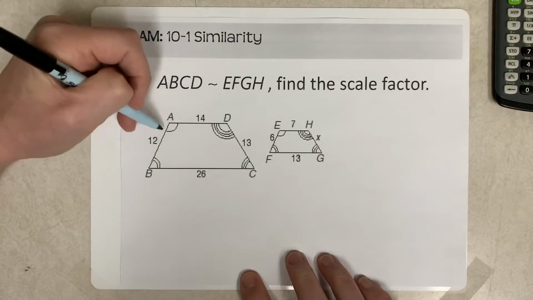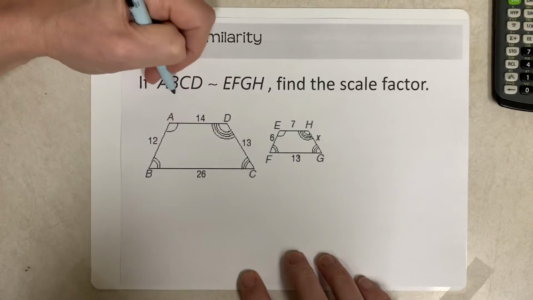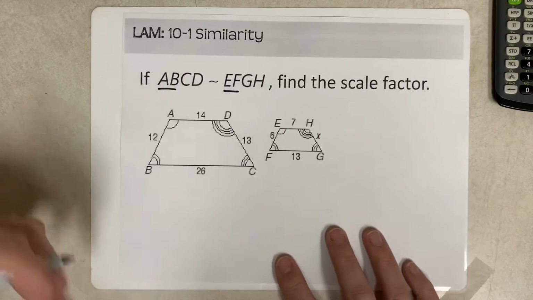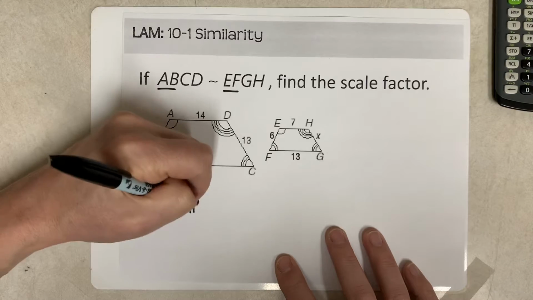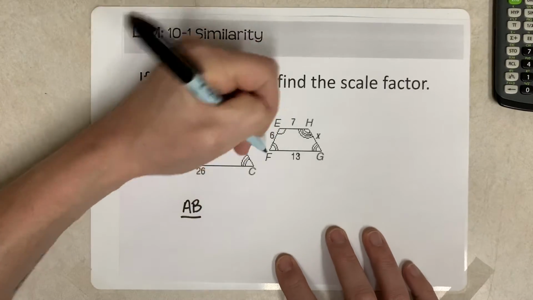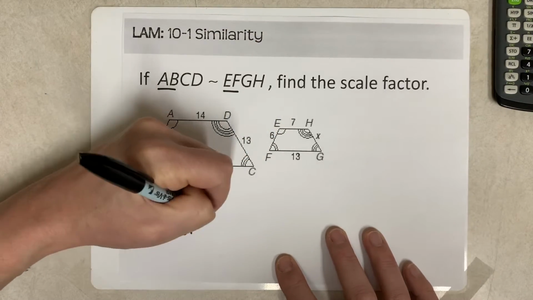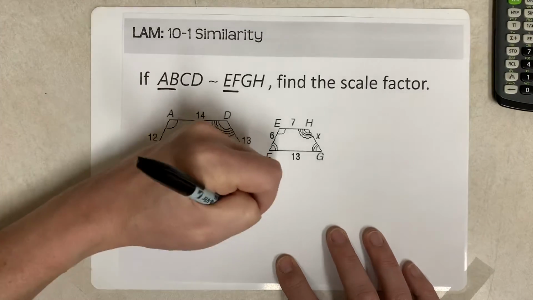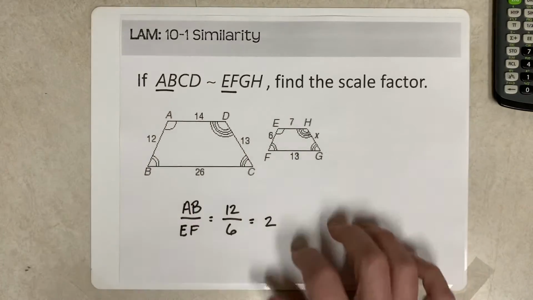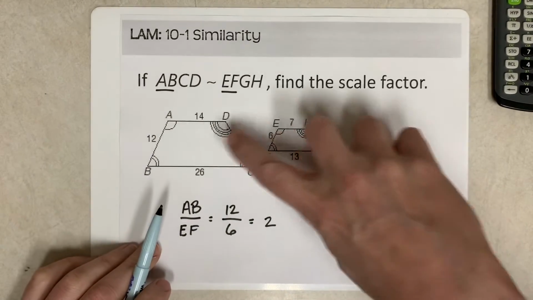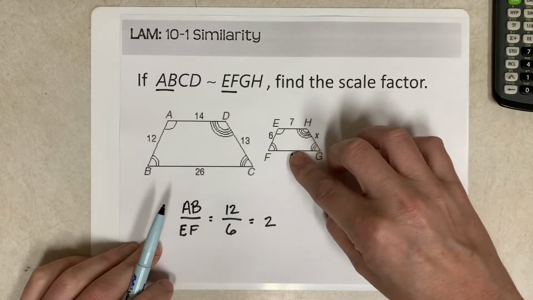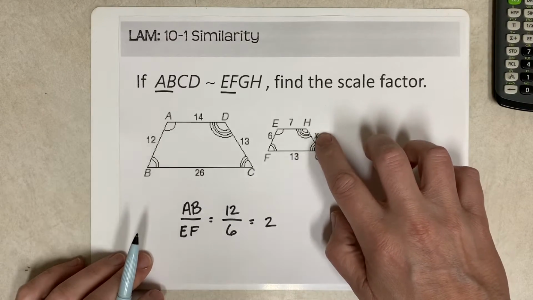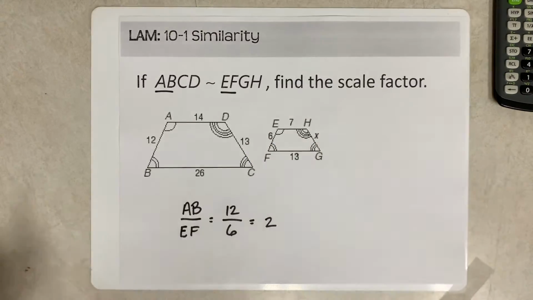So let's do A, B, and E, F. Okay, so it works the same way with polygons like this with more sides. So AB over EF would be 12 over 6, and we can just simplify that to 2. So if we want to go from the small triangle to the big one, we just multiply everything by 2, and once you know the scale factor, then you can figure out what your x value is right there. It would just be half of 13.